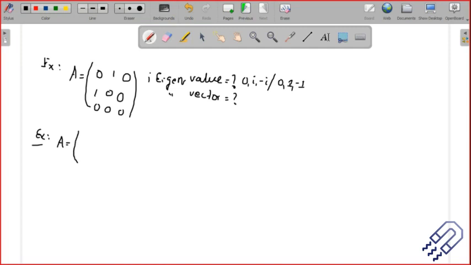Okay, let me give you one more for practice. It's an equation where we are getting all three values to be different. The matrix is 2 1 1, 1 3 1, and then 1 2 2.